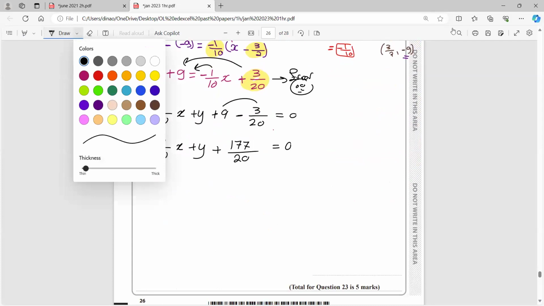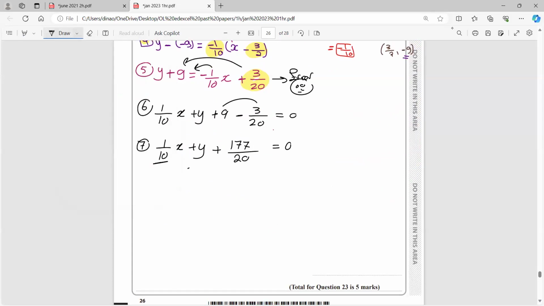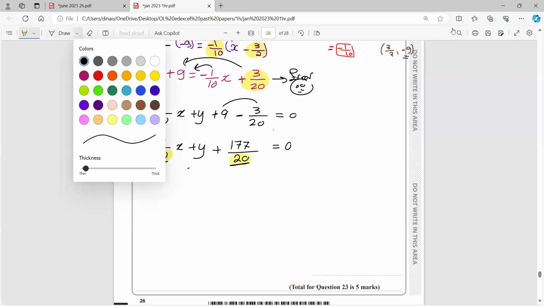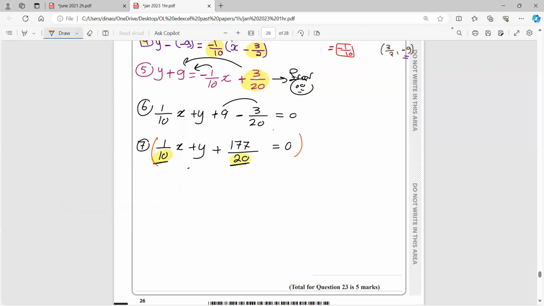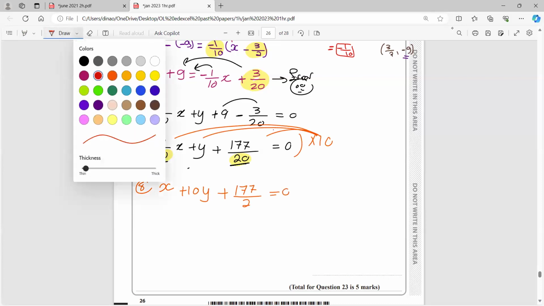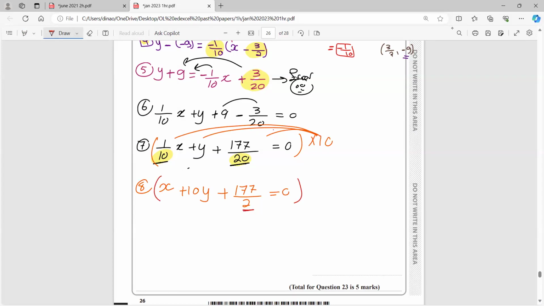as we said, اللي مش عاجبك اضربه. أنا هنا في حاجتين مش عاجبني ال 10 وال 20. طيب, as we said, you either multiply by the LCM or you do it one step at a time. فأنا مثلا I will multiply initially by 10. Okay, ف 10 times 1 على 10x is x. 10 times y is 10y. 10 times the fraction هيطلع لي 177 over 2 equals to 0. And then I multiply again by 2 to eliminate this 2 over here, reaching the final answer.